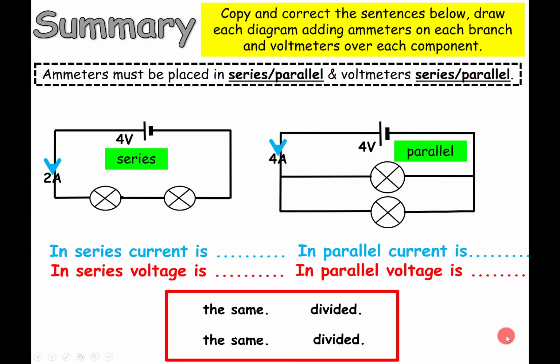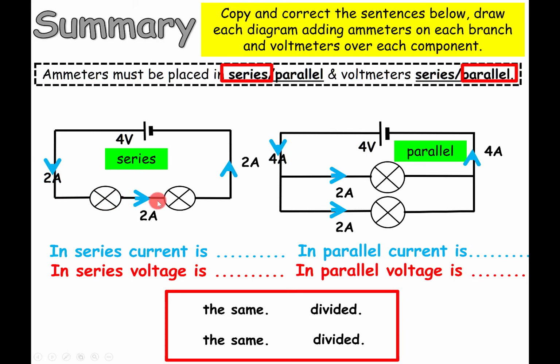So just very quickly, ammeters must be placed in series and voltmeters must be placed in parallel. Ammeters measure the current flowing through them, and voltmeters measure the potential energy difference either side of a component, and they must be placed in parallel so they can check the energy per coulomb of charge on one side of the component and compare that to the energy per coulomb of charge on the other side of the component.